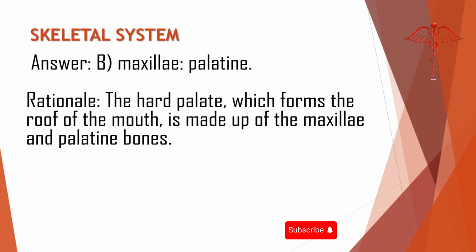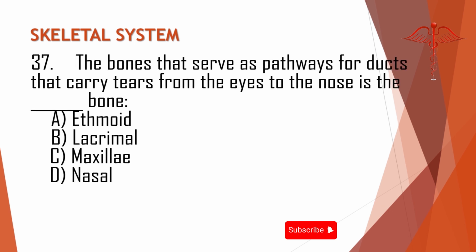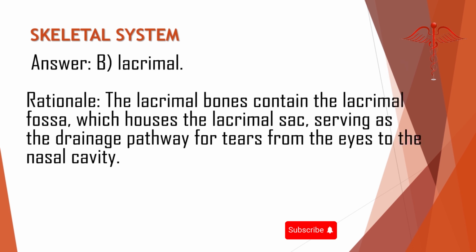palatine bones. 37. The bone that serves as a pathway for ducts that carry tears from the eyes to the nose is the dash bone. A. Ethmoid. B. Lacrimal. C. Maxillae. D. Nasal. Answer: B. Lacrimal. Rationale: the lacrimal bones contain the lacrimal fossa, which houses the lacrimal sac, serving as the drainage pathway for tears from the eyes to the nasal cavity.